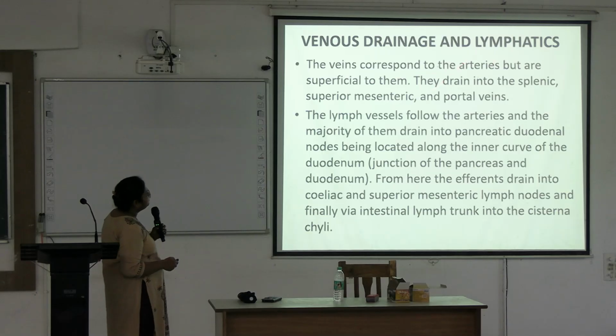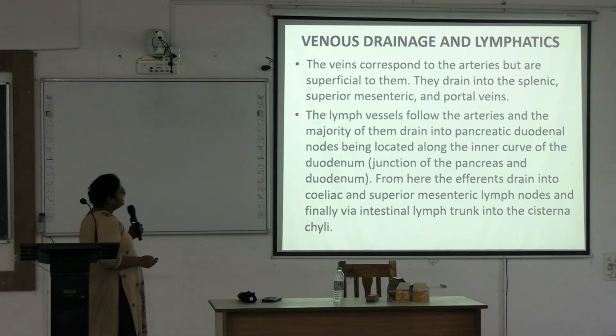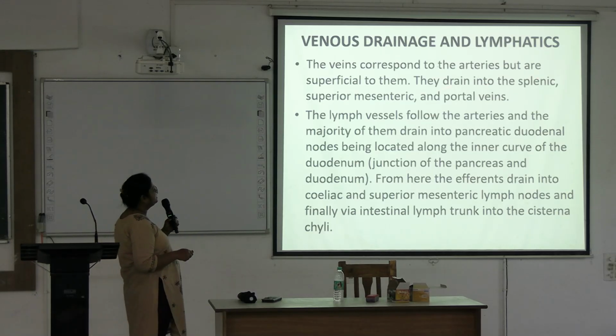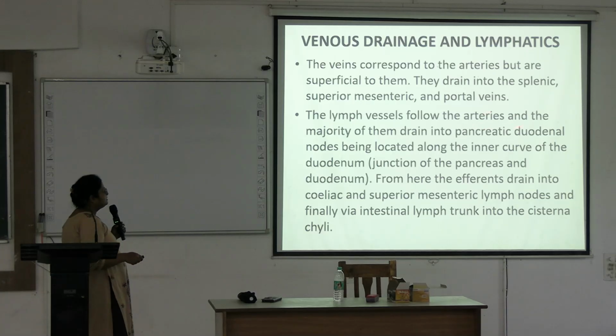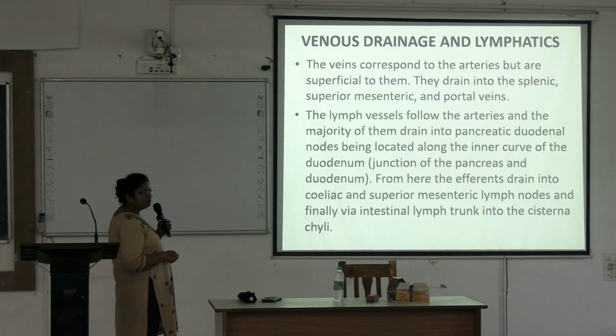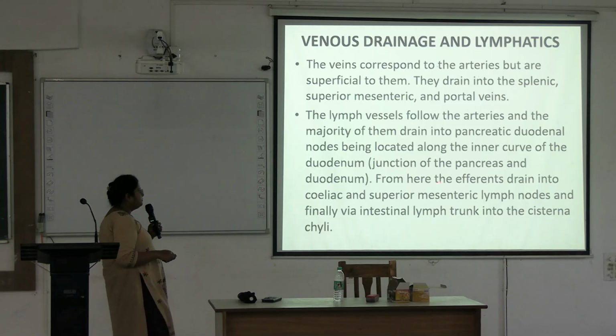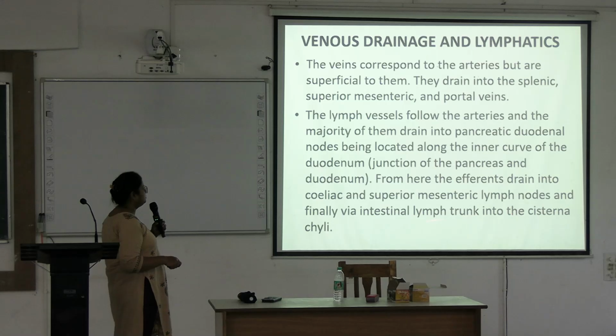And the veins correspond to the arteries, but they are superficial to the arteries and drain into the splenic vein, superior mesenteric vein and portal vein. The lymph vessels follow the arteries and the majority of them drain into pancreaticoduodenal nodes, located along the inner curve of the duodenum, at the junction of the pancreas and the duodenum. From here, the efferents drain into celiac nodes and superior mesenteric lymph nodes, and finally via the intestinal lymph trunk drain into the cisterna chyli.